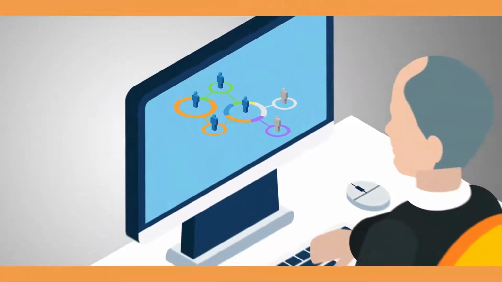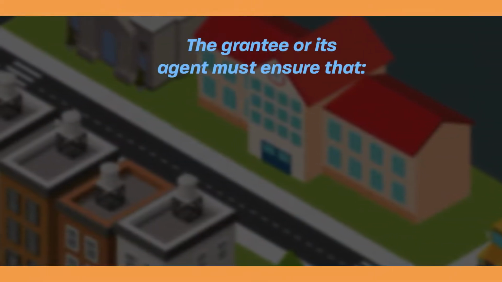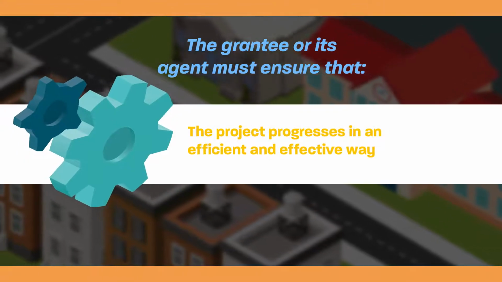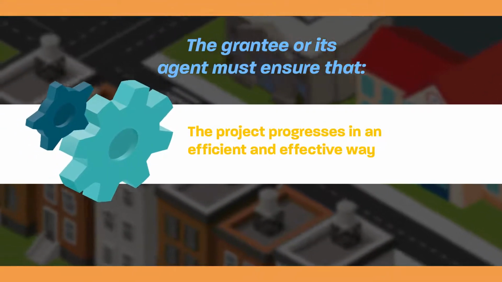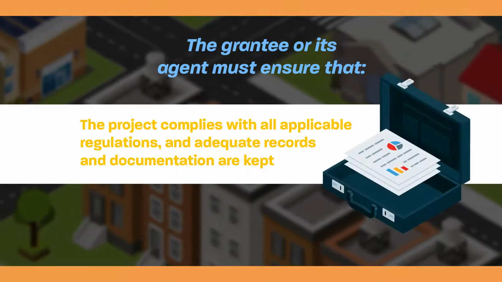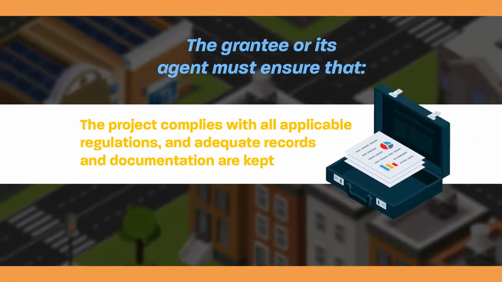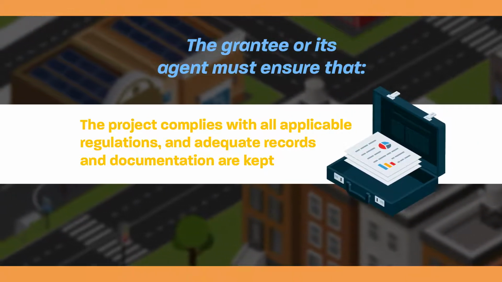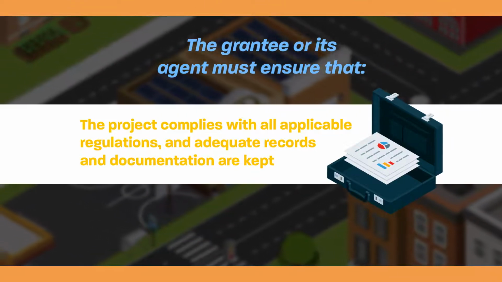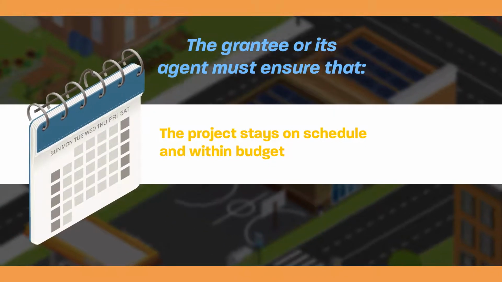There are numerous considerations for effective project management during construction. The grantee or its agent must ensure that the project progresses in an efficient and effective way. This includes financial oversight and inspections of the work. The project complies with all applicable regulations, and adequate records and documentation are kept. For example, job site notices must be posted and wage reports reviewed and filed. The project stays on schedule and within budget.